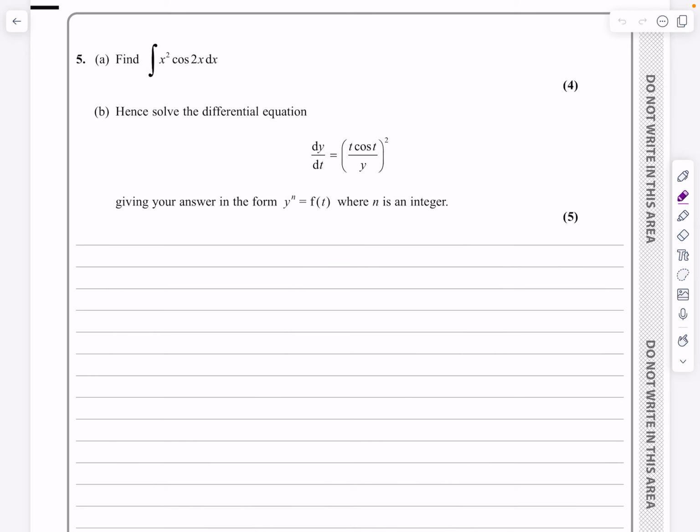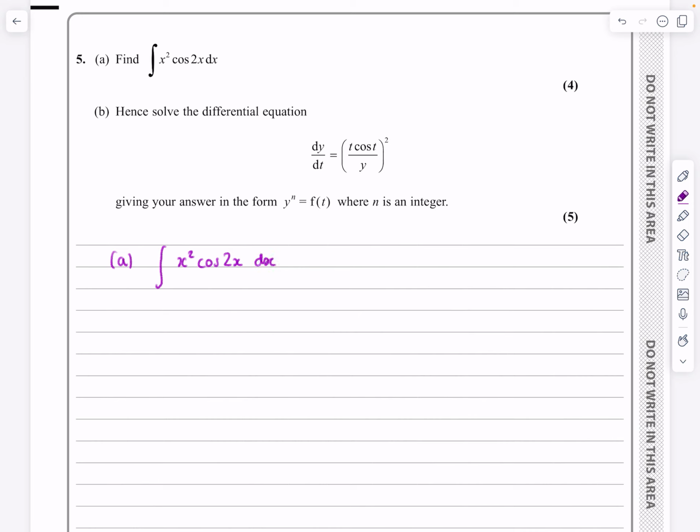Okay, this is the P4 paper from January 2024. It's question number 5, which is an integration question. We've got integration by parts up here, recognise, and then the second part is going to be solving a differential equation. Let's have a look at part A then, which is find the integral of x squared cos 2x dx.